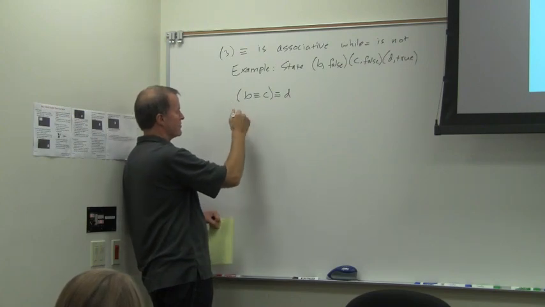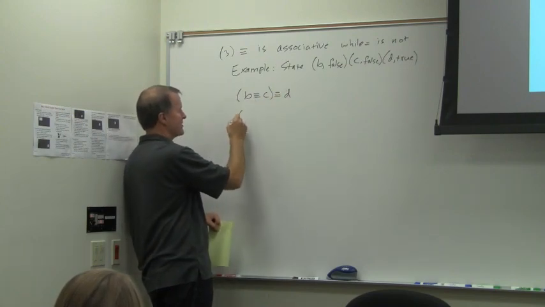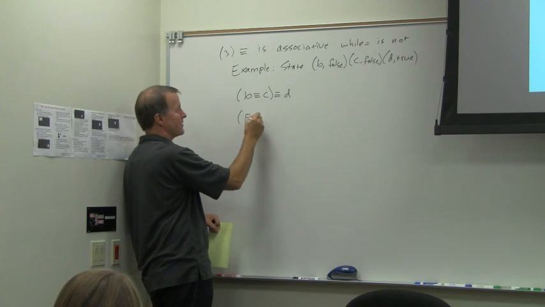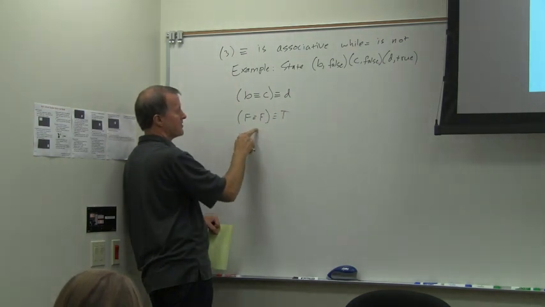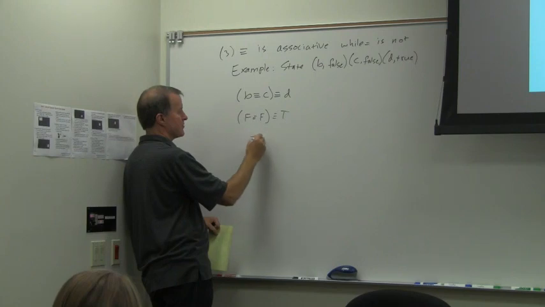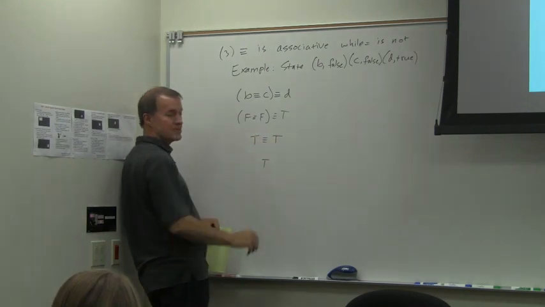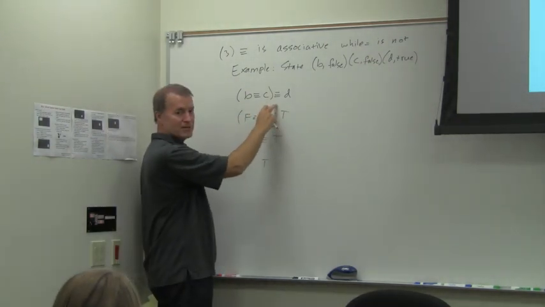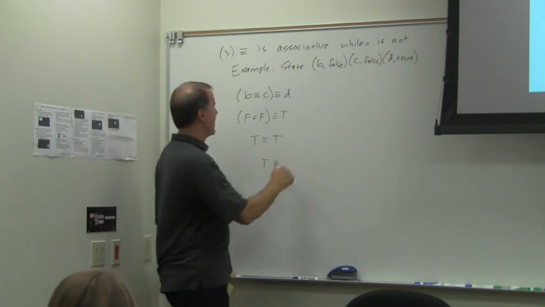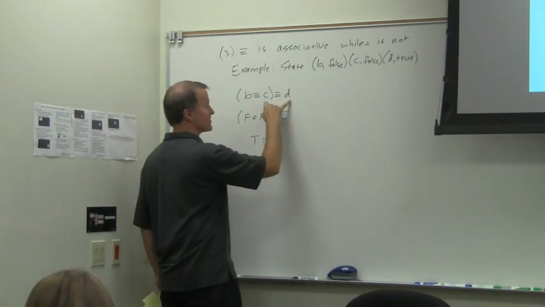If we put the values in here, this is going to be false equivales false equivales true, right? And then false equivales false is what? True. So this is true equivales true, and then true equivales true is what? True. Does everybody see that? Does everybody understand how we evaluated this Boolean? Okay.